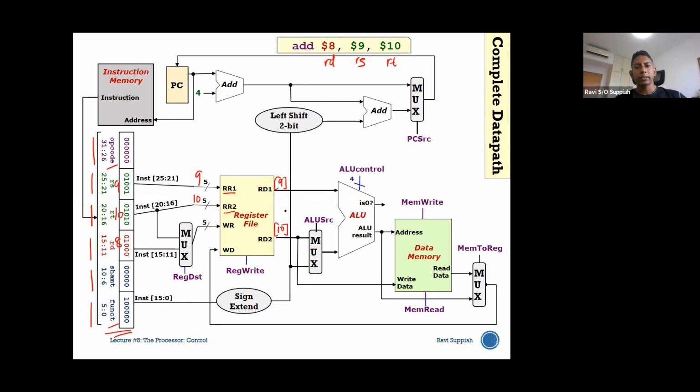And after that, what happens? Before we go to the next stage, we know that in this instruction, after we do the addition operation, we're supposed to write back to RD.